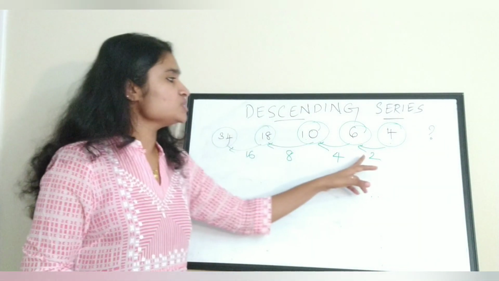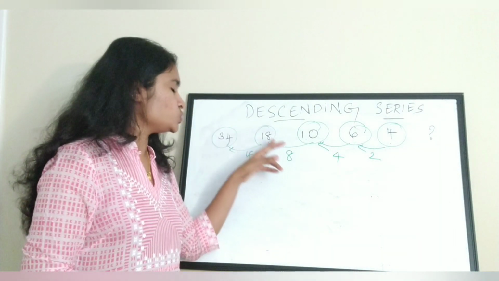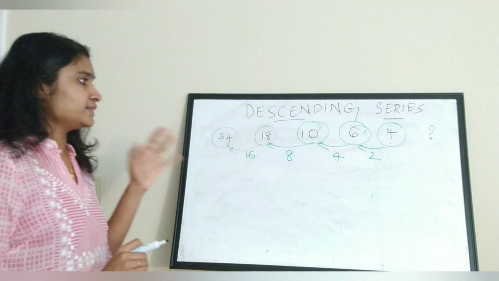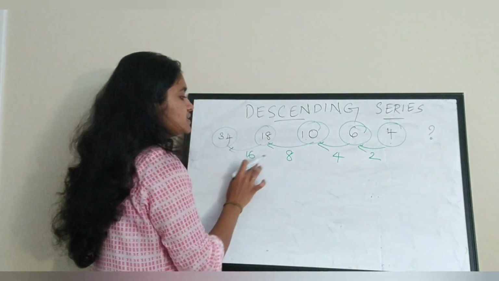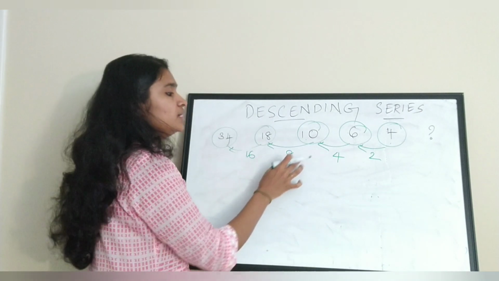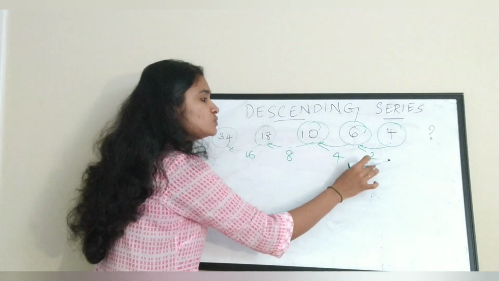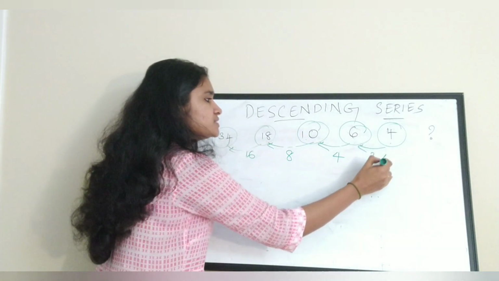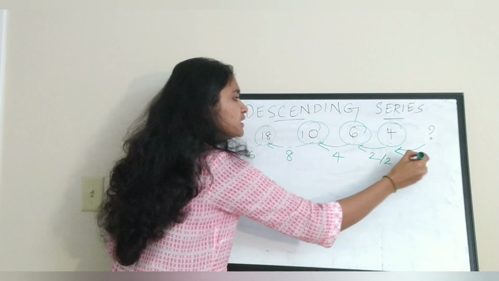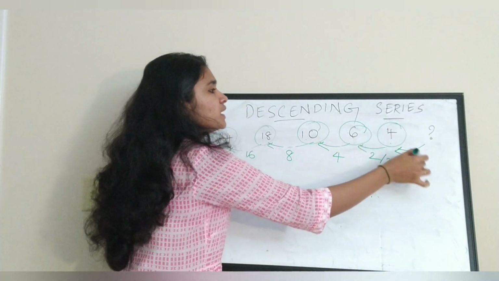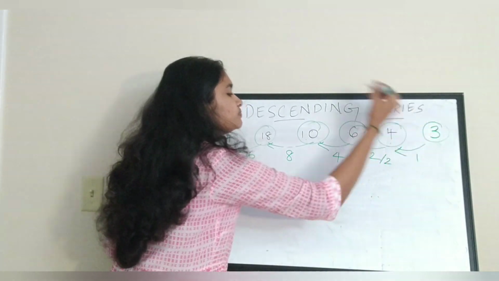So if you look at these numbers, you can see the numbers which are being subtracted are actually the multiples of 2. 2 into 2 is 4, 4 into 2 is 8, 8 into 2 is 16, like that. So what will be the next number? That is 16 by 2 is 8, right? 8 by 2 is 4, and 4 by 2 is 2. Here again you have to divide this number by 2 to get the next number. That is, you will get a 1 here, and 4 minus 1 is your next number, which is 3.